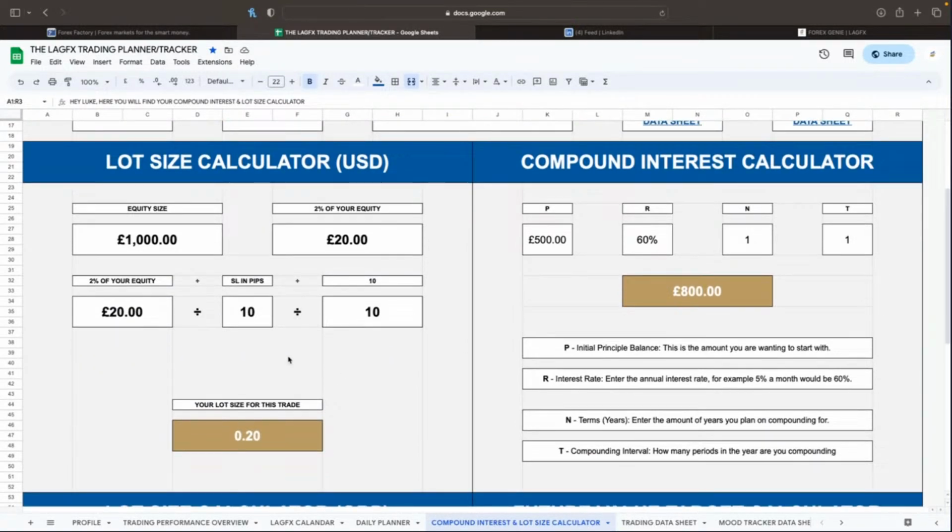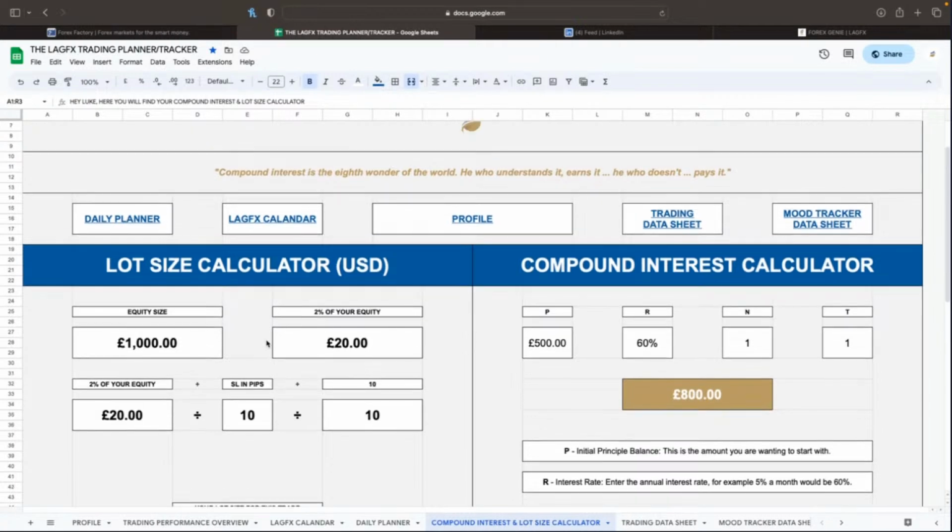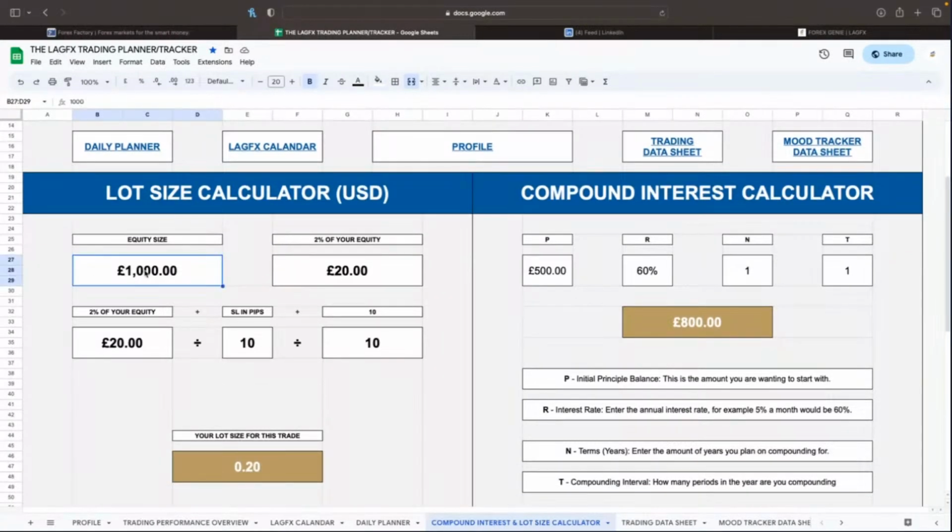So these are going to make your life a hell of a lot easier. So let's say you had a starting balance of £500. You'd put that in here. That is going to tell you what 2% of your equity is every single time. 2% of 500 is 10. And it also allocates it to this field here as well.